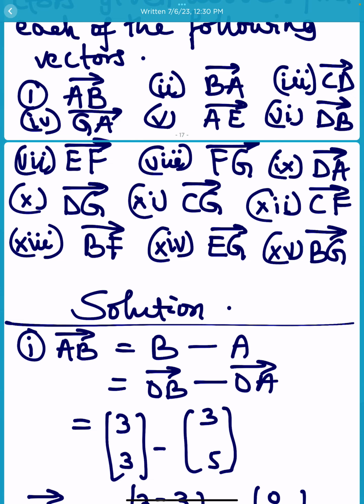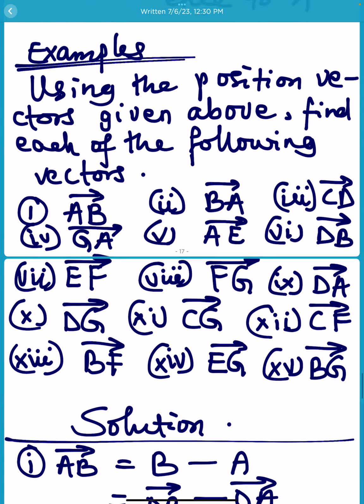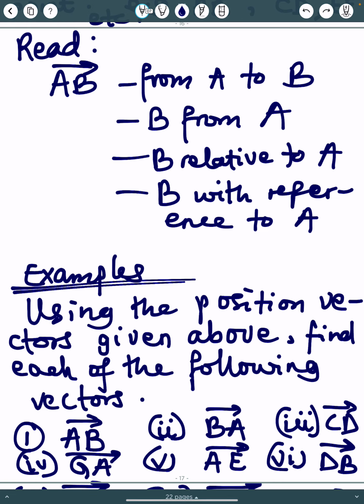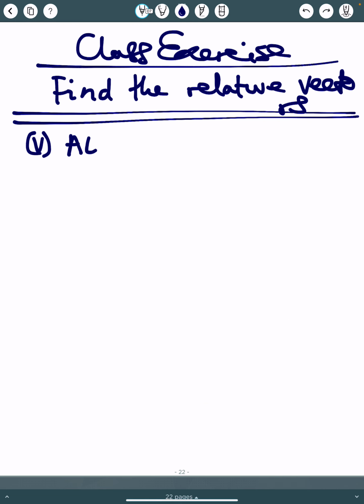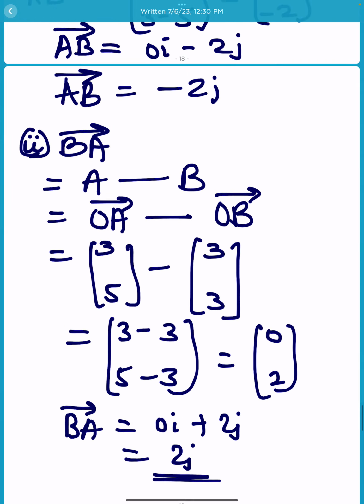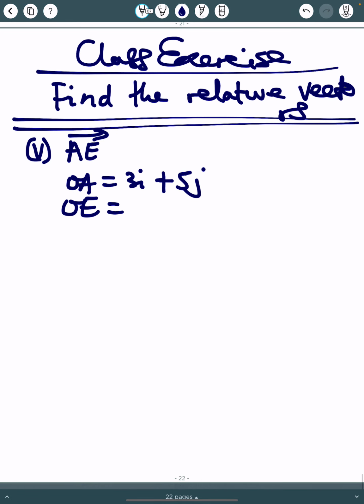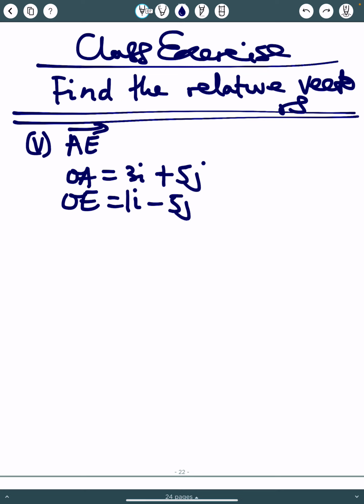Copy the questions from number 5 to 15 and get each position vector from here to do the exercise. For example, for vector AE, which is question 5, you need 2 position vectors. You need OA, which is 3i plus 5j. And you need OE, which is, let me check, 1i minus 5j. Take note that this i is the same thing as 1i. So you answer the questions from 5 to 15 as your classwork.